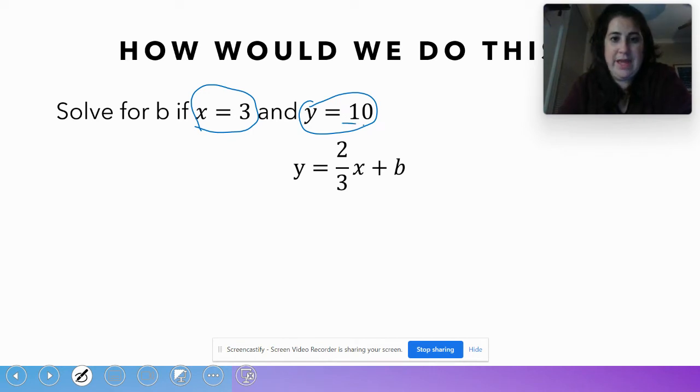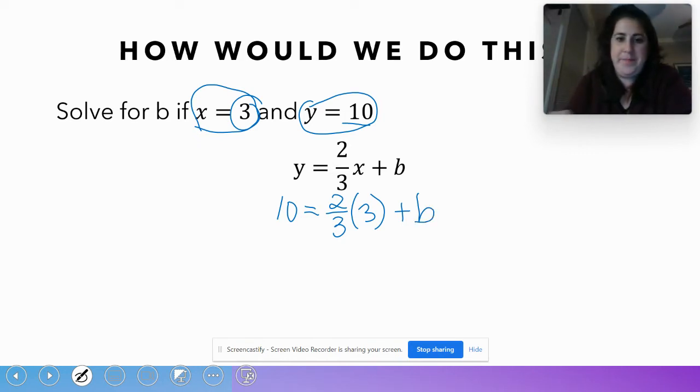So we have y equals 10. Instead of y, I'm going to put 10 equals, bring down that 2/3, and instead of x, I am going to put 3. So in parentheses, I am putting 3. And then I bring down everything else. Plus b. Now, on one side of the equal sign, I have 10. I can't do anything with that yet.